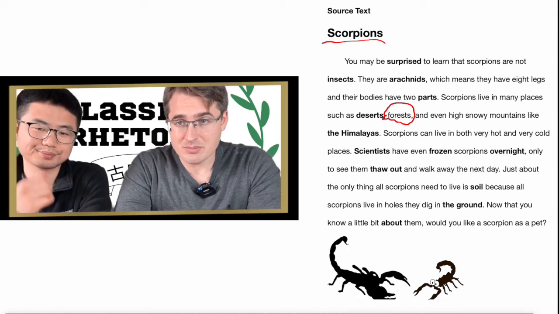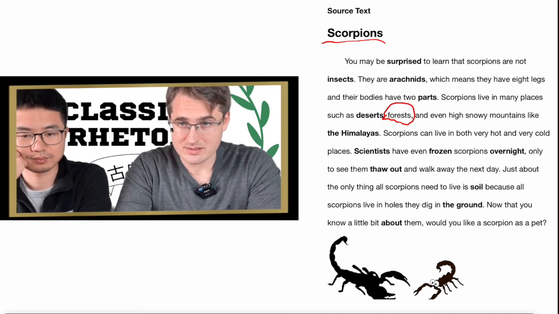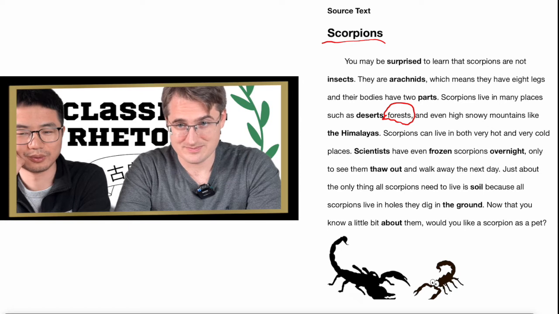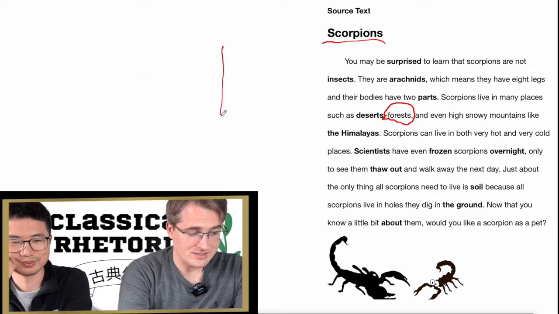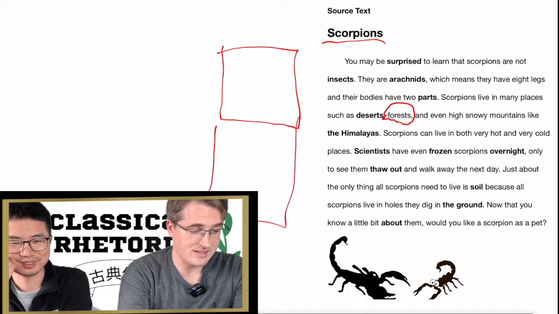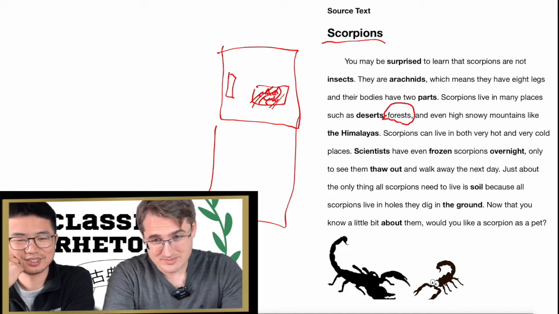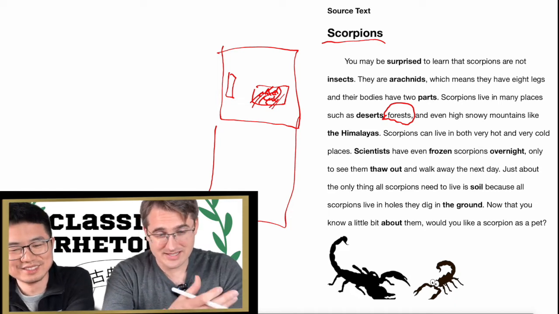Scorpions can live in both very hot and very cold places. Scientists have even frozen scorpions overnight, only to see them thaw out and walk away the next day. So if you can imagine that, scientists put the scorpions in the freezer, and the scorpion becomes ice. Ice scorpion. Yum. Popsicle. Scorpion popsicle. And the scorpion, when it warms up, it thaws out, and it's still alive. It just walks away. So they can really live anywhere.